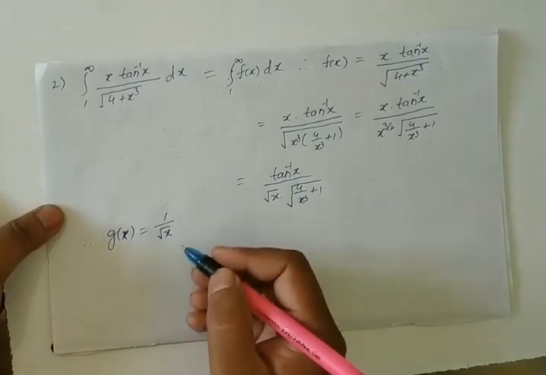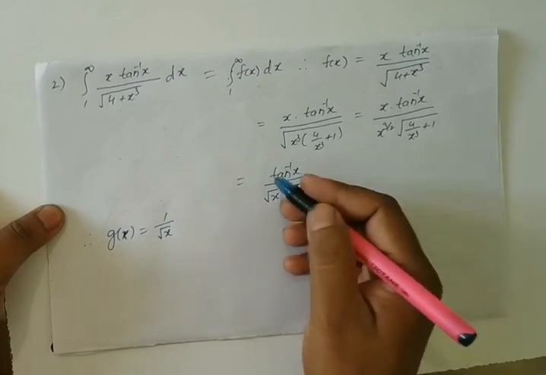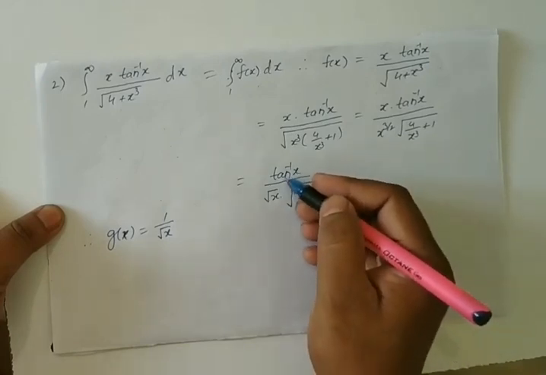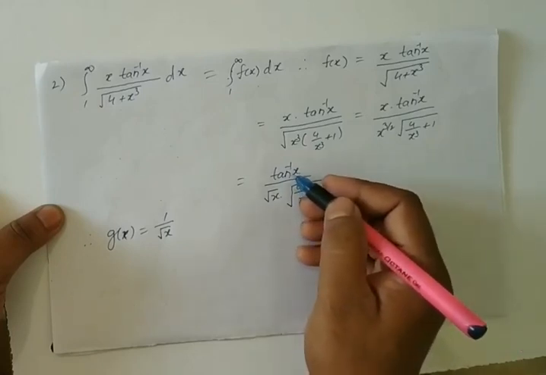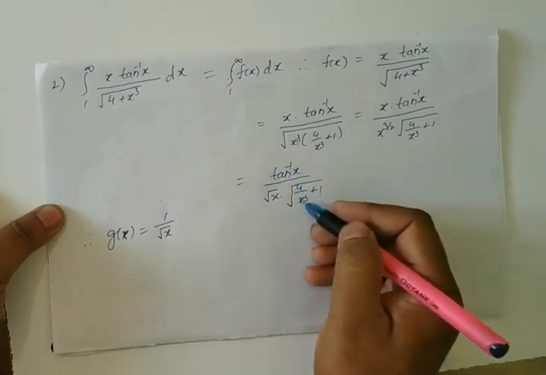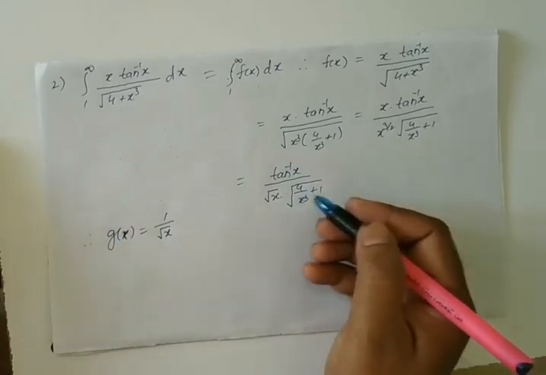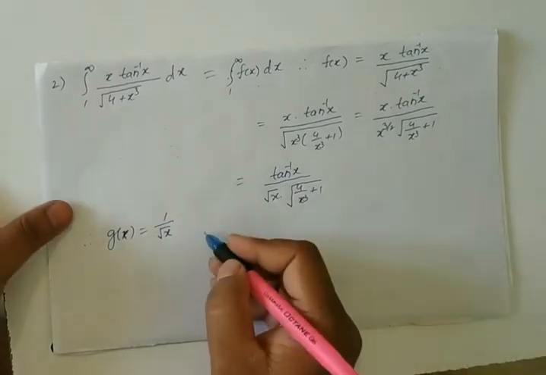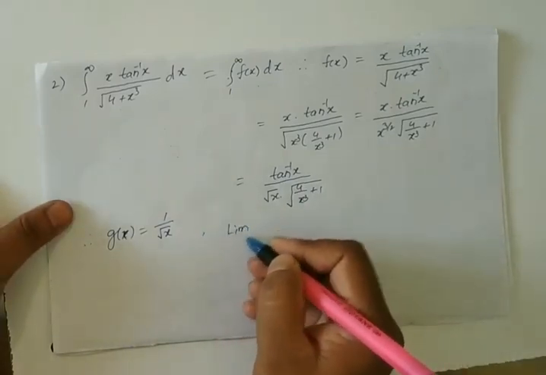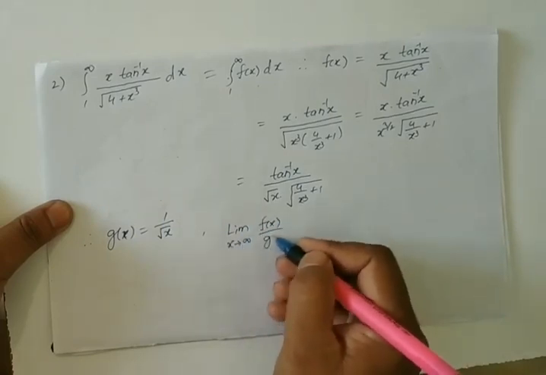1 by root x, because 1 by root x gets cancelled. So next we have to apply limit x tends to infinity. So here we get tan inverse infinity by 4 by infinity plus 1. Tan inverse infinity is nothing but pi by 2, and 4 by infinity is nothing but 0, plus 1, which is finite. So that's why I am taking g of x as 1 by root x. That's all.